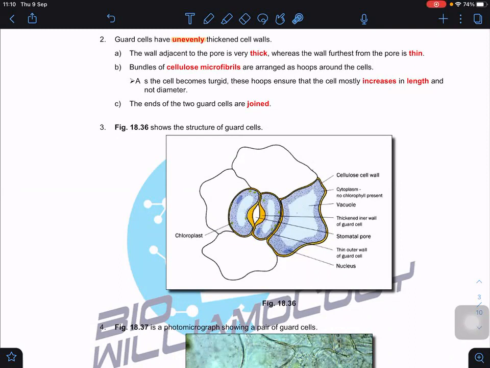And they have bundles of cellulose microfibrils arranged as hoops around the cells. This is very, very important, because when the cells become turgid, these hoops ensure that the cells mostly increase in length rather than in diameter. And also the ends of the two guard cells are joined together. Now try to imagine, guys.